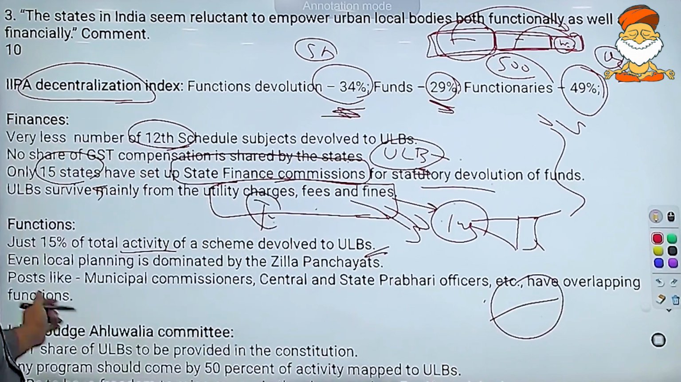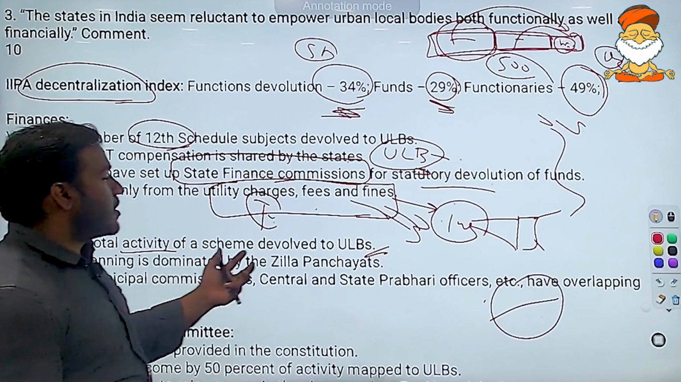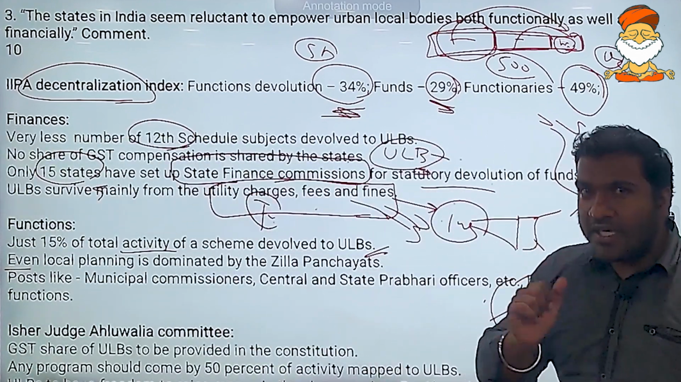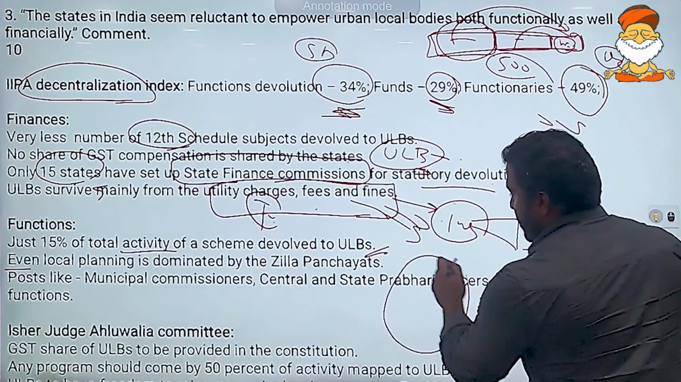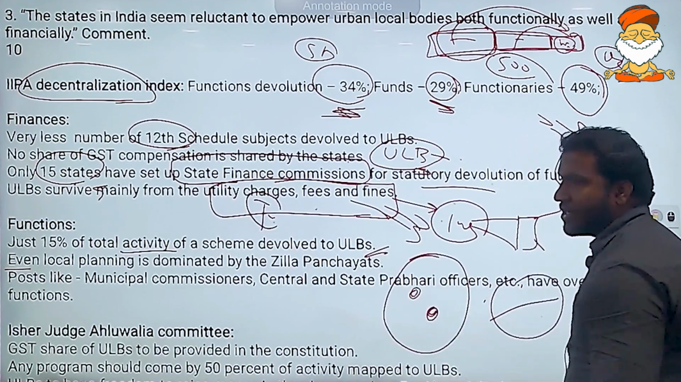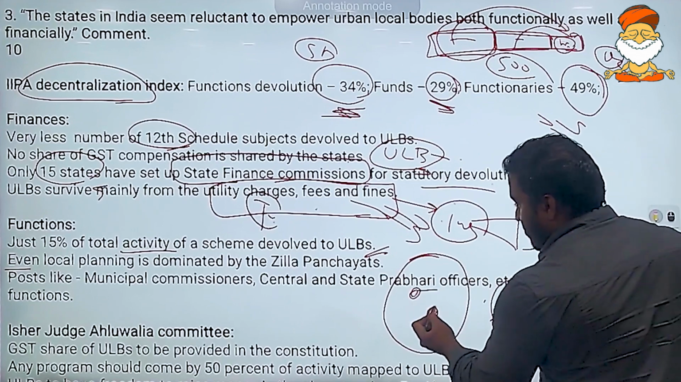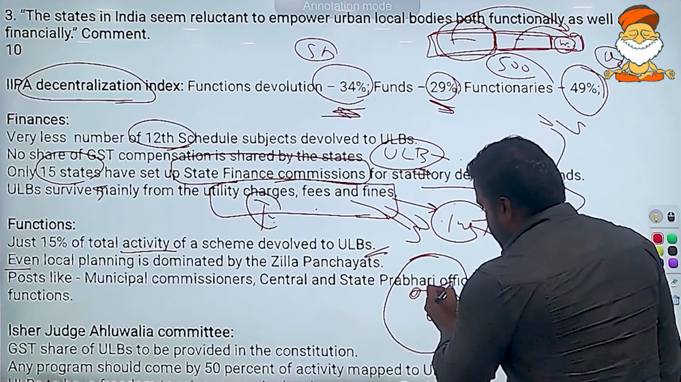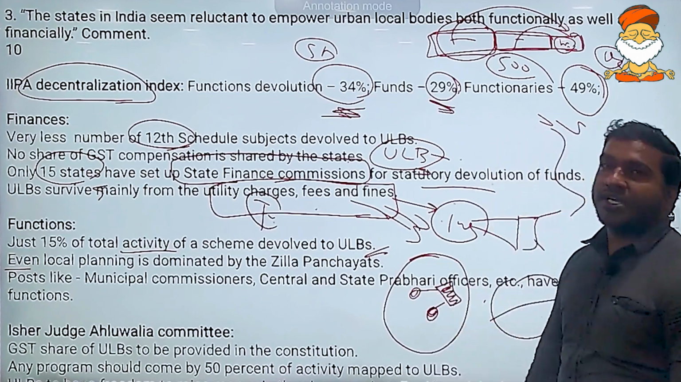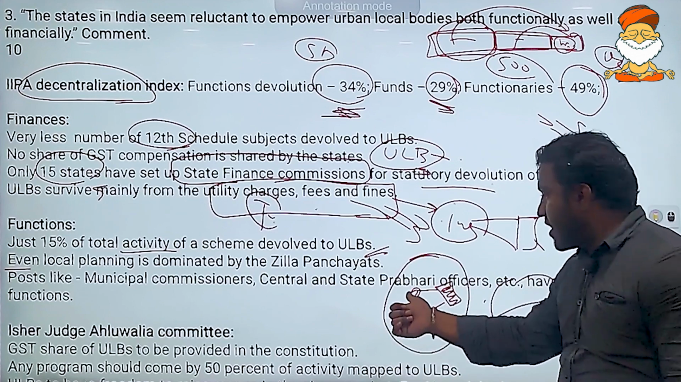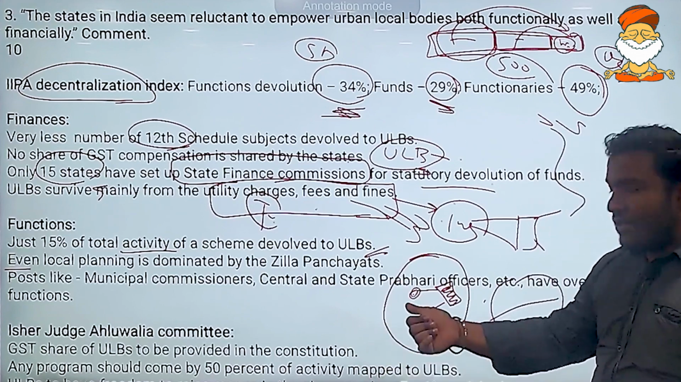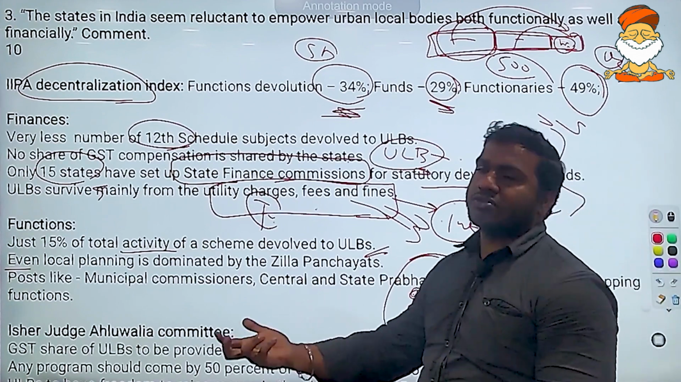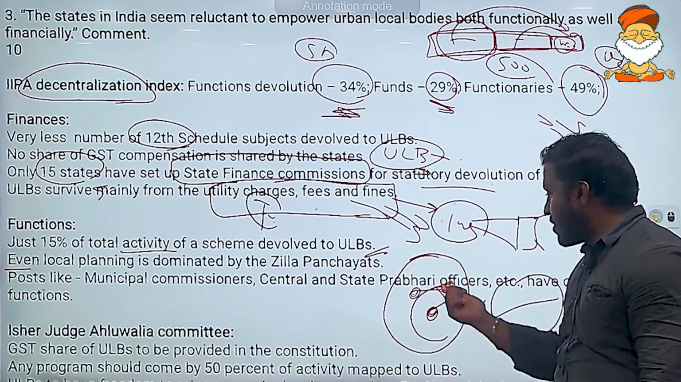One more point: even local planning is dominated by the Zilla Panchayat. Friends, planning is also an activity, and in a district there will be an urban local body as well as the Zilla Panchayat, and the representation of both will be there in the district planning committee. As India lives in villages, the Zilla Panchayat will have maximum membership in the district planning committee, and the urban local body, which is the municipality, will have just a meager representation. And the plan mostly goes the way of the rural local bodies.